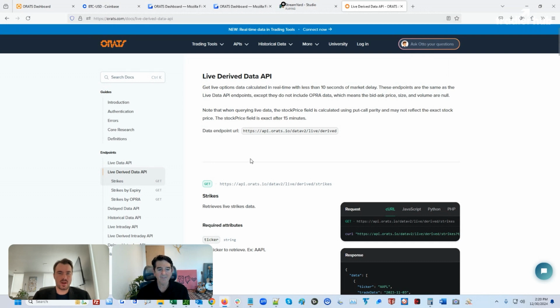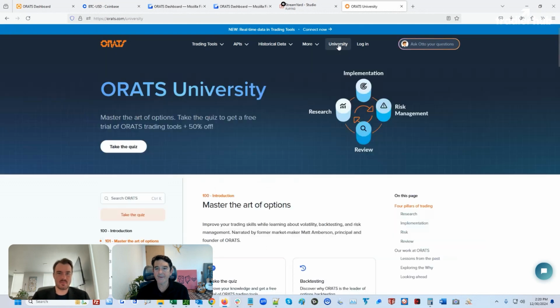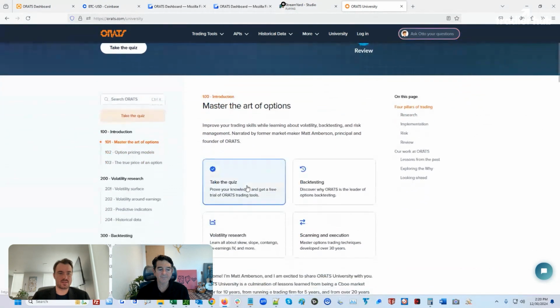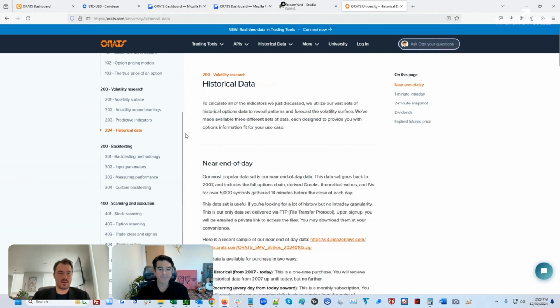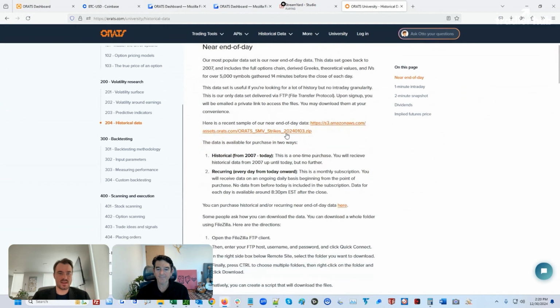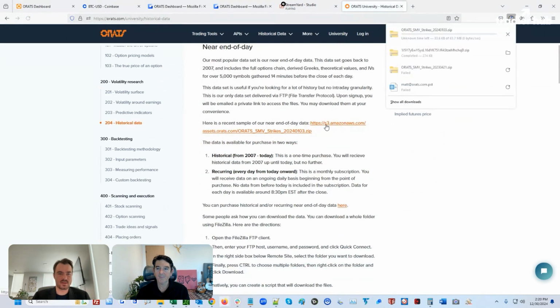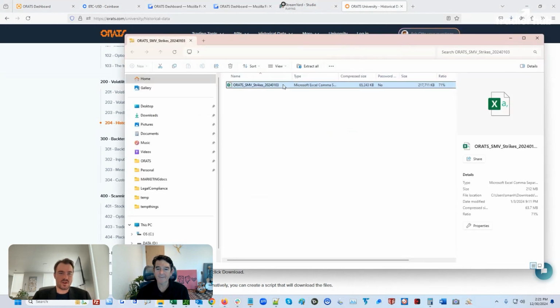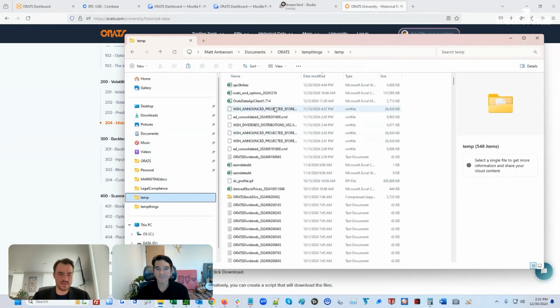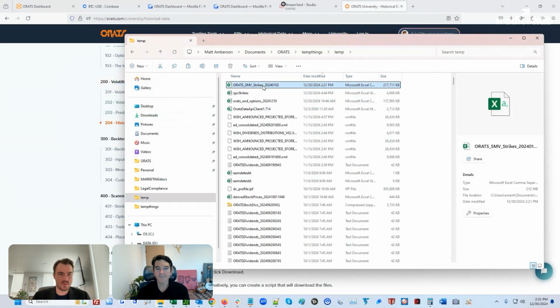Real quick, Matt, I want to show how you can download samples of historical data. So we get asked this a lot. People want to see the data. Just go to the University tab at the top. And then on the left-hand sidebar, down a few chapters, is historical data. I think it's 204. And right there, you can download the near end of day sample. It explains how you can use it with FileZilla there. And then if you scroll down further, there's options for the 1 minute data and 2 minute data as well. So you can download all the samples just from that web page.